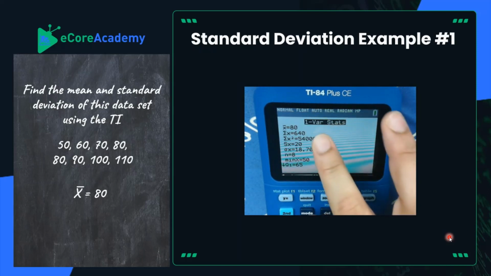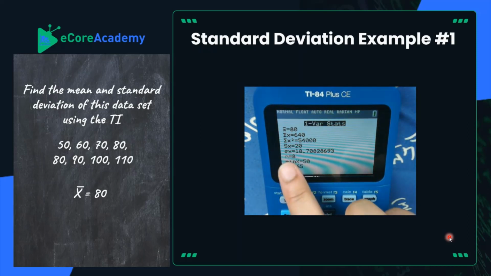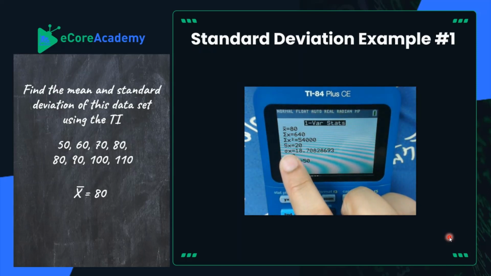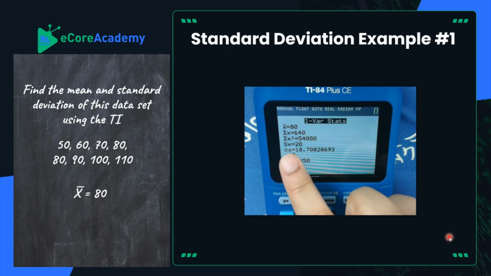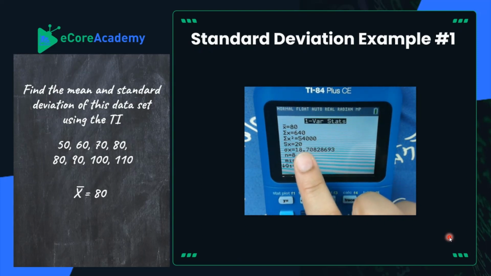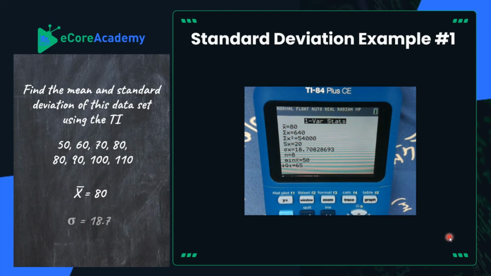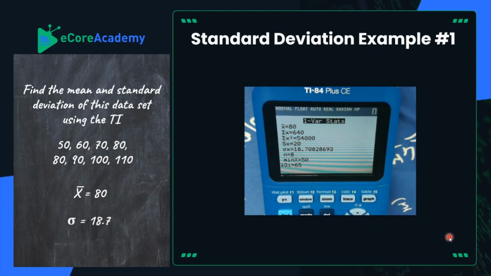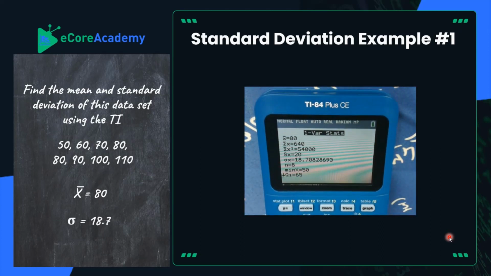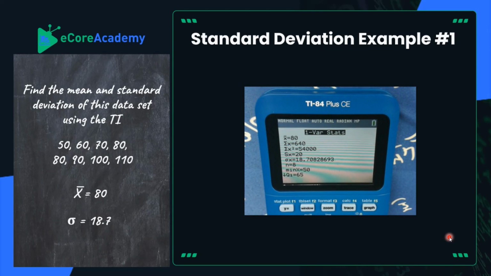How about standard deviation? Well, let's look down all these values, and we see sigma x. That is what represents standard deviation, and you can see it's about 18.708. So we can round that to 18.7, and that's pretty much how you'd find the mean and standard deviation using a calculator. Pretty straightforward.